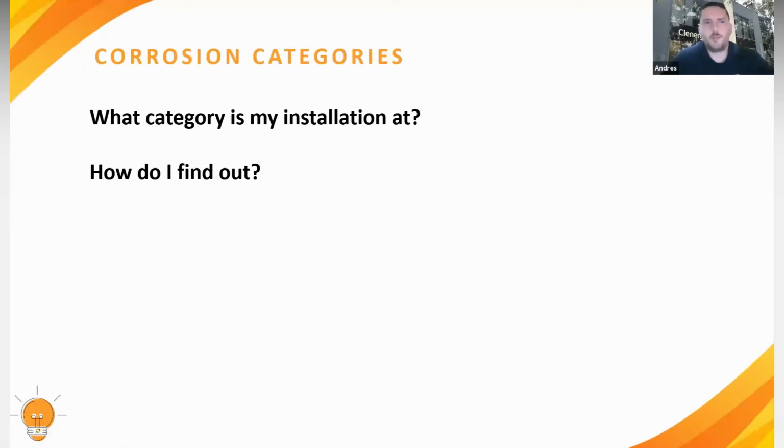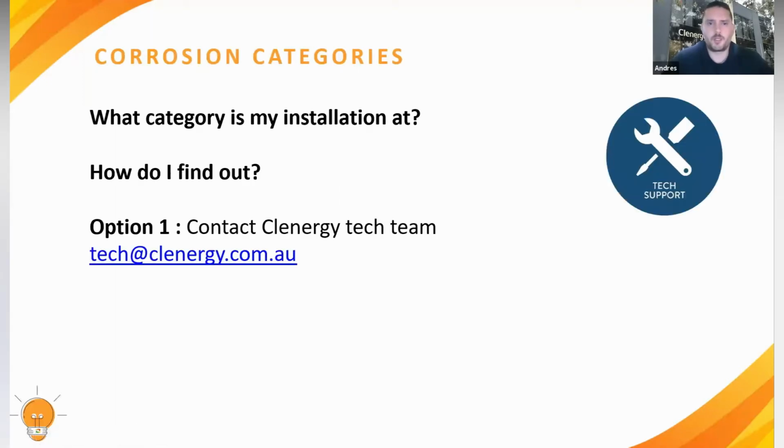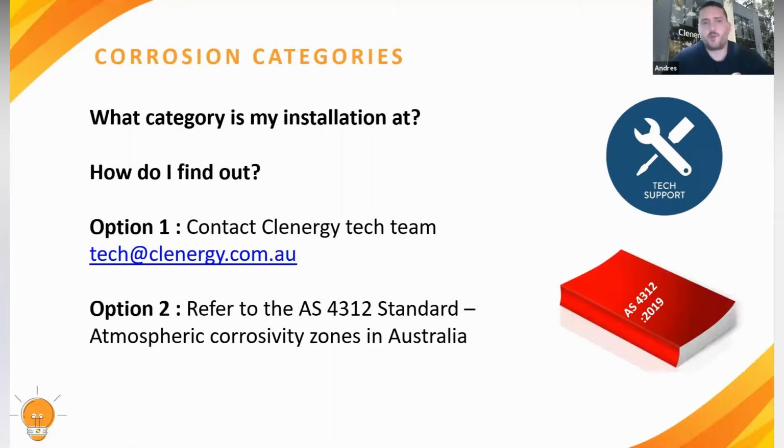So how can I determine the corrosion category for my project? All right, easy. We have 2 options. The first option would be to contact us. We have a technical engineering support team that can provide you a recommended reading of your installation's corrosion category. Now, all of our technical engineers follow the AS 4312 standard for the atmospheric corrosivity zones in Australia.